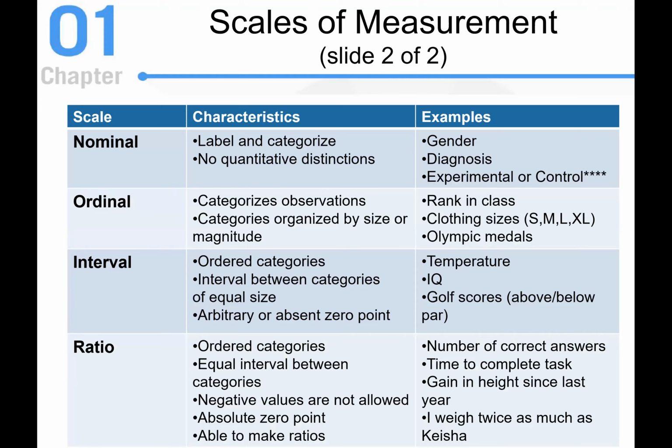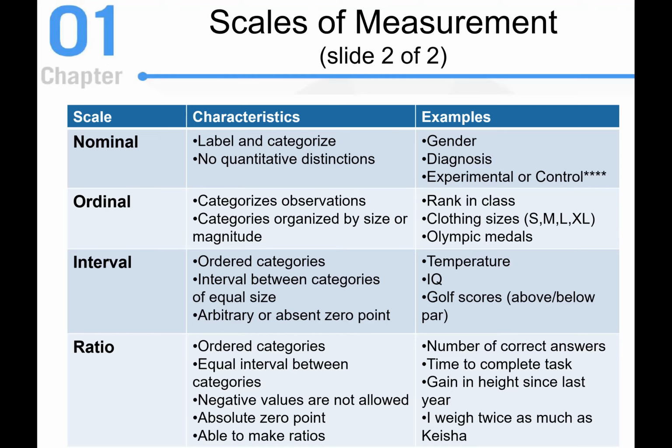All right. So the first scale of measurement is called a nominal scale of measurement. And nominal just means in name only. So the characteristic of this scale of measurement is that it's just a label, just a category. There's no quantitative distinctions between the different categories. So some examples. Gender is a nominal category. You're male or you are female, right? There's no quantitative distinction, no numerical distinction between that, right?